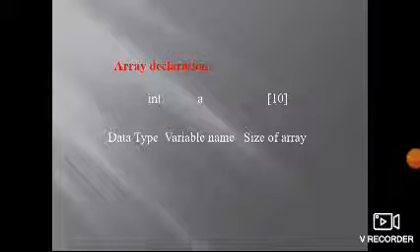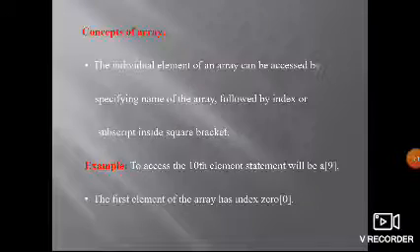Array is also called a homogeneous data structure. How do we declare an array? We specify the data type, the variable name, and the size of the array. For example, the data type is int, the variable name is a, and the size of the array is 10. The size has to be specified in square brackets, followed by a semicolon.